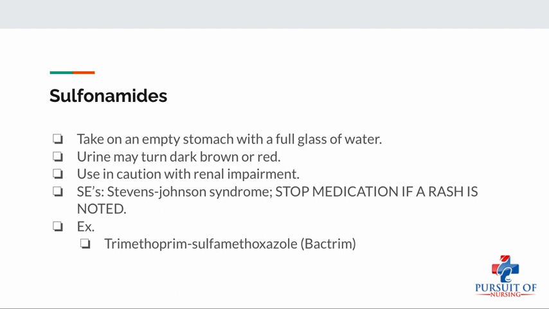All right, so sulfas. Sulfas are used primarily to treat acute UTIs. An example is Bactrim. You want to take these on an empty stomach with a full glass of water. Educate the patient that the urine may turn dark brown or red. That is normal. Side effects may be Stevens-Johnson syndrome. If Stevens-Johnson syndrome occurs, you want to stop the medication immediately. And then if you remember, sulfa drugs, including Bactrim, are contraindicated in patients with an allergy to thiazide or loop diuretics.